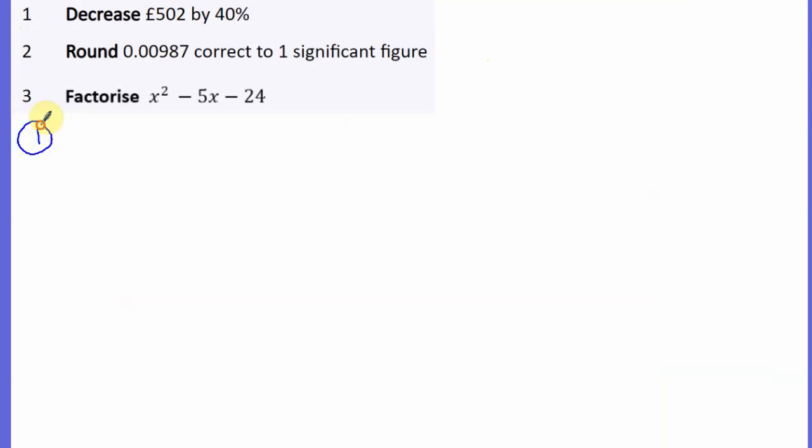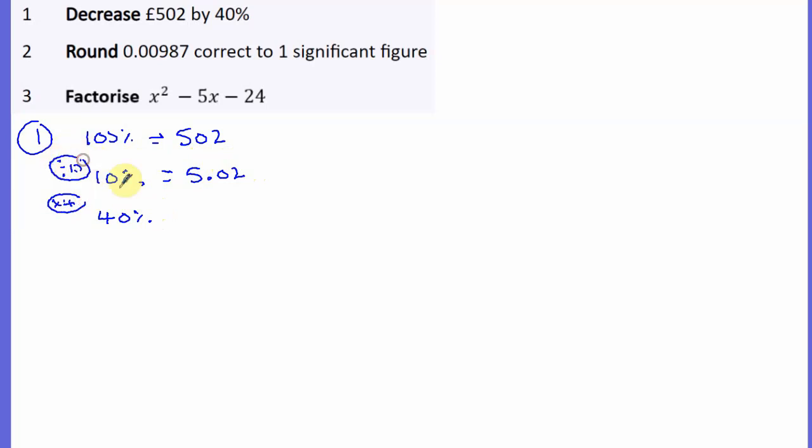Question 1, we are decreasing by 40%. So, we know 100% is equal to £502. So 10%, we can get that by dividing by 10. So 10% is going to equal £5 and 2 pence. So 40%, if we times by 4 to get from 10% to 40%, that is going to equal £20 and 8 pence.